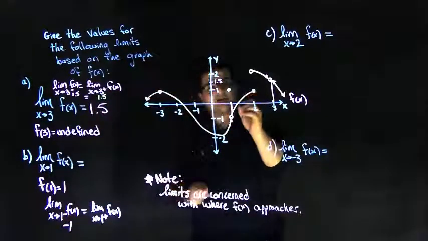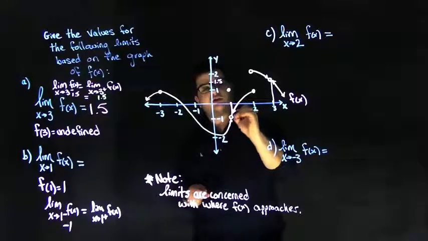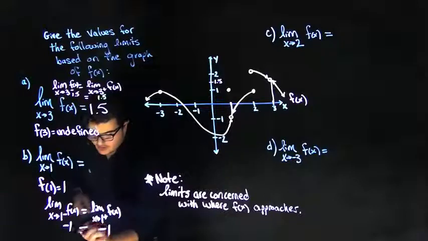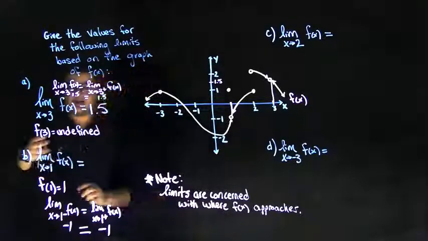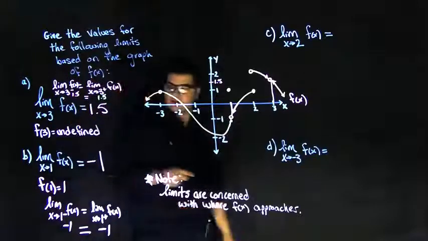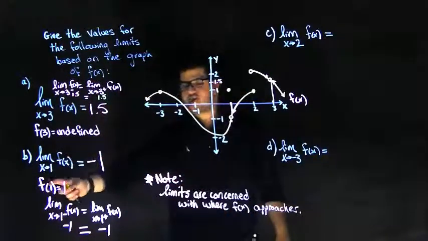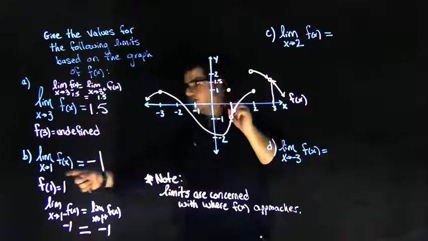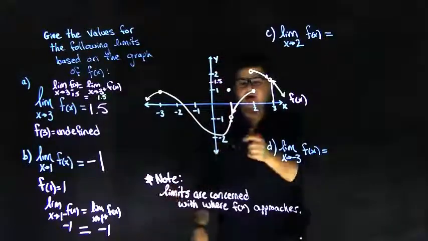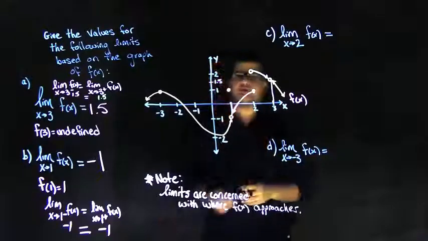From the right-hand side, we're getting closer and closer to negative 1 as well. So they are equal, and therefore the overall limit as x approaches 1 is negative 1, whereas the function evaluated at 1 is just 1. So notice how the limit differs from where the point is.